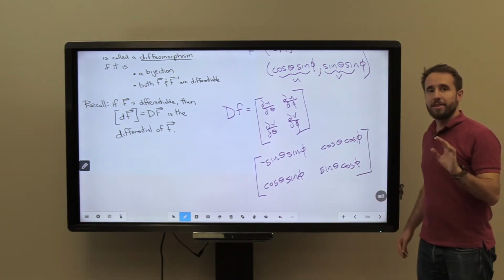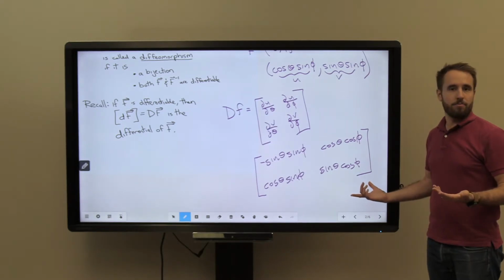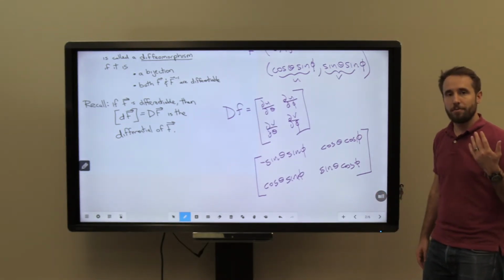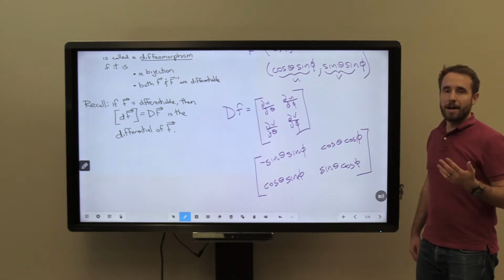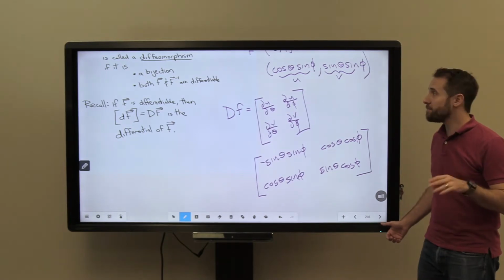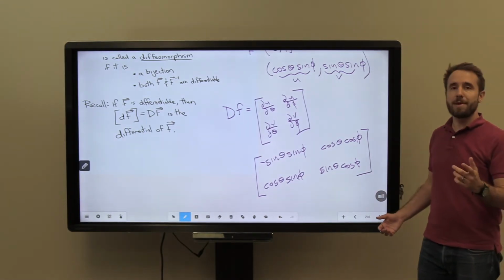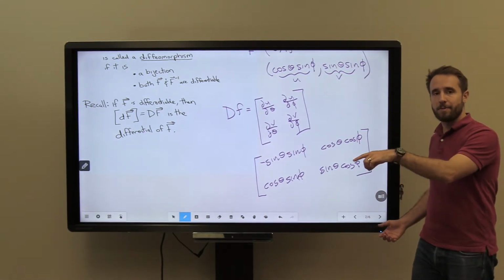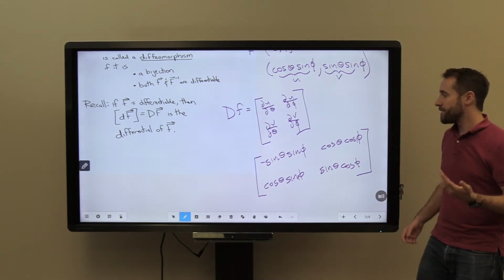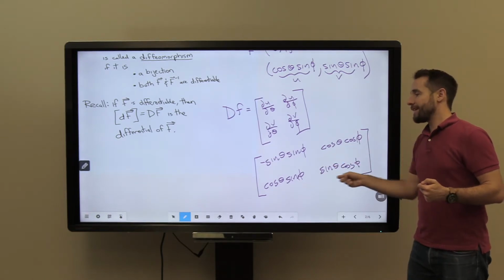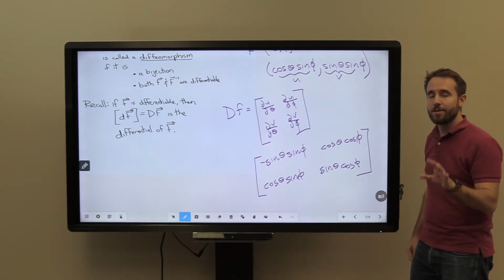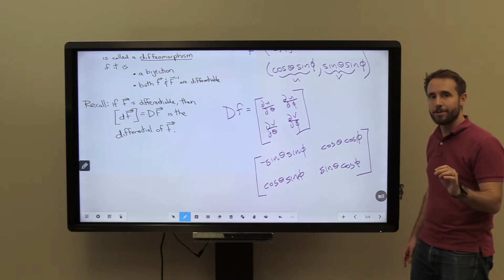All right, and so we get this differential, this 2 by 2 matrix describing all of the partial derivatives of our coordinate functions. Now notice, because this map F is mapping from theta phi space to u v space, the inputs are variables thetas and phis, and as a result, our matrix has thetas and phis in them. So this is an expression that we can compute using those theta and phi variables.